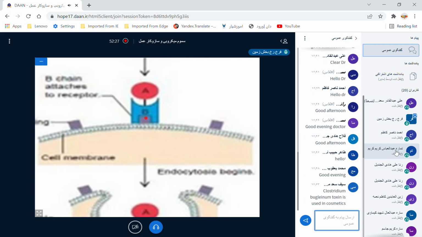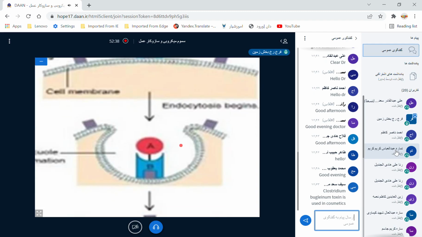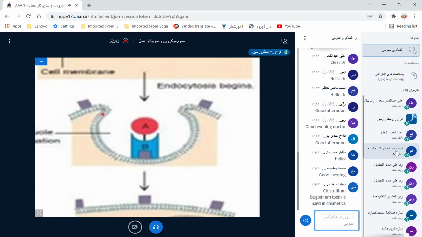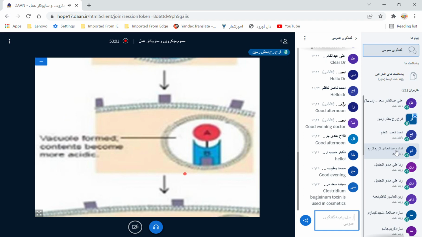After successful attachment of B as well as A to the receptor, endocytosis is started. Endocytosis. And an endosome is produced containing B, A, and the receptor. This is a vesicle. This is a vesicle produced inside the cytoplasm.